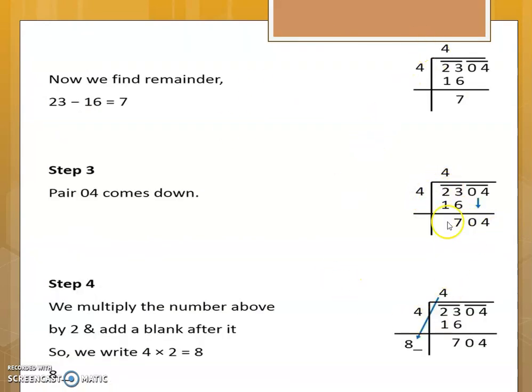Now after you get 704 over here, the next step is to double this number 4 and write it over here, that is 4 plus 4 is 8, double of 4.